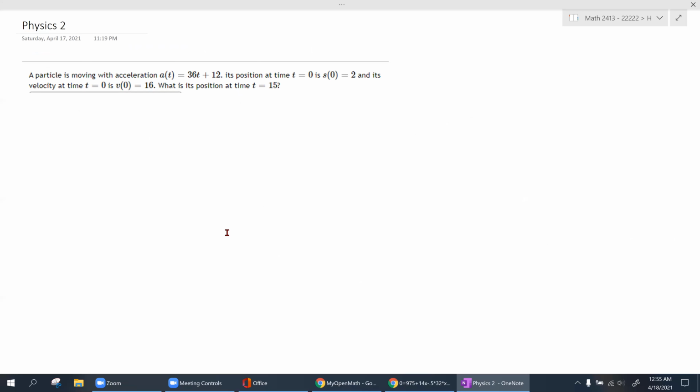A particle is moving with acceleration, given that, all right, I am told that at time equals 0, my position is 2. And whenever I'm dealing with velocity, my velocity at time equals 0 is 16. And you want me to find my position whenever time is 15 seconds, right? So this is going to go back to this, right?